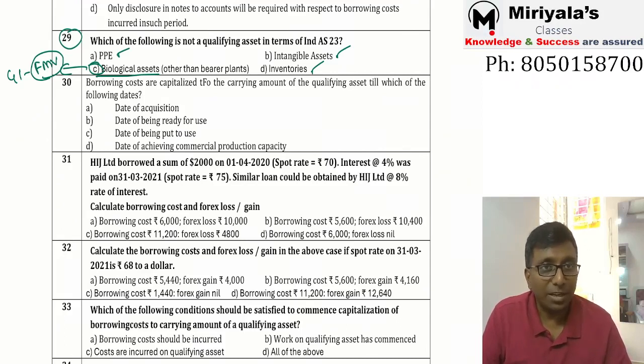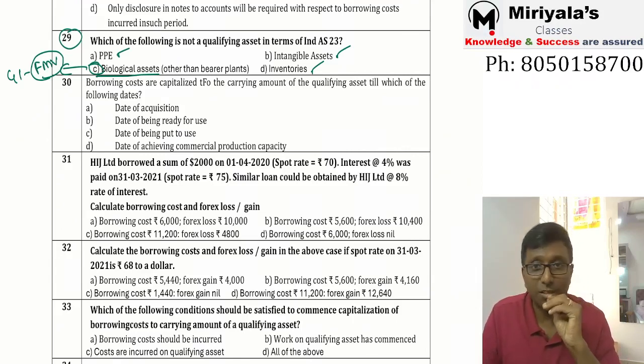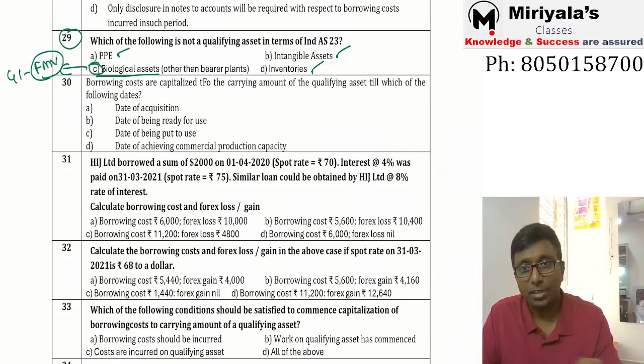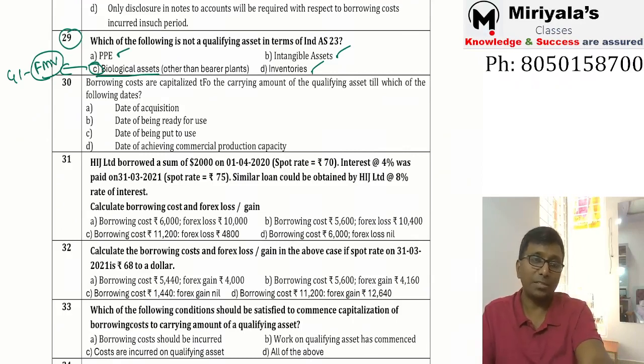Borrowing costs are capitalized to the carrying amount of a qualifying asset till which of the following dates? Date of ready to use, date of acquisition, date of put to use, date of achieving the commercial production capacity. Till which date will you capitalize the borrowing cost?